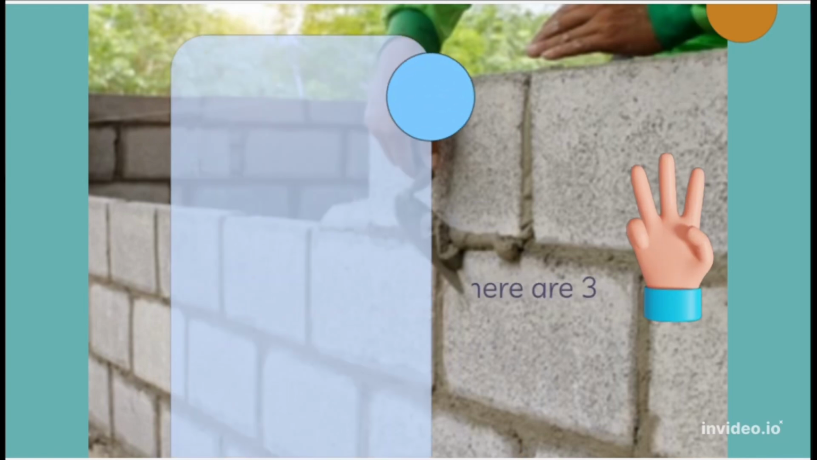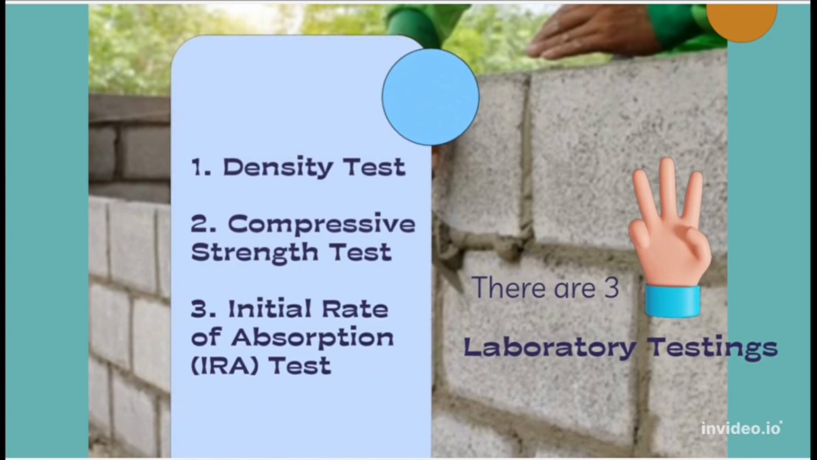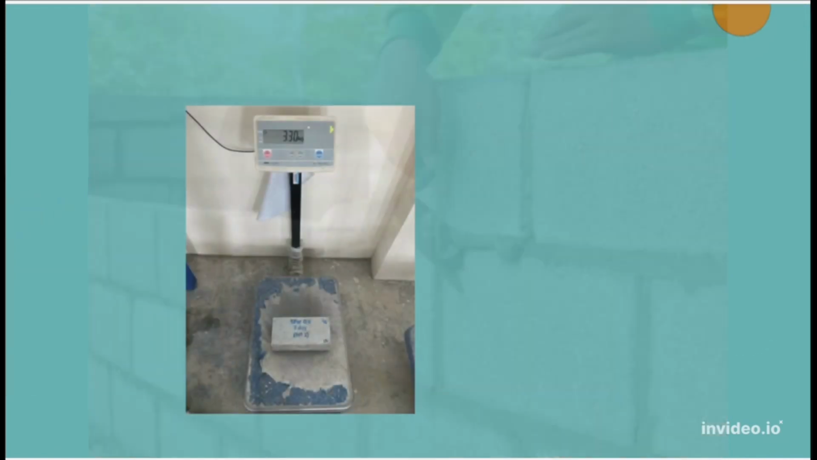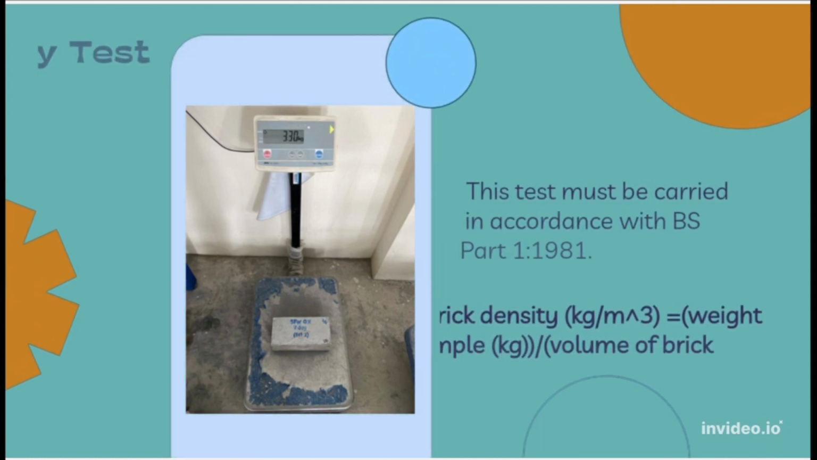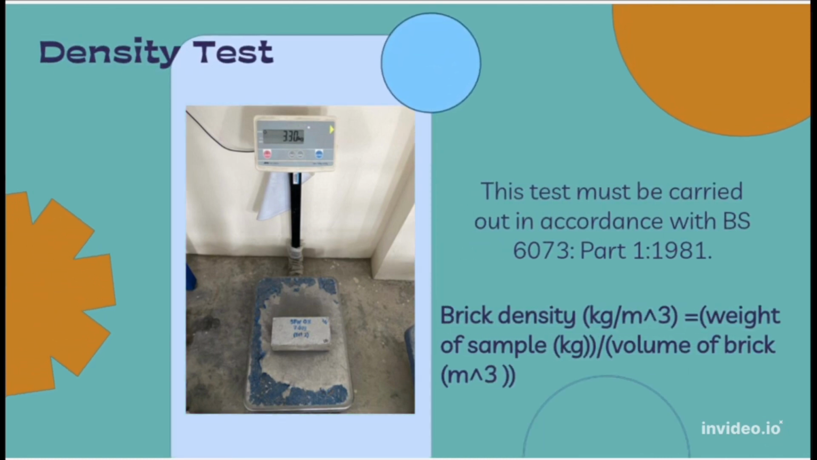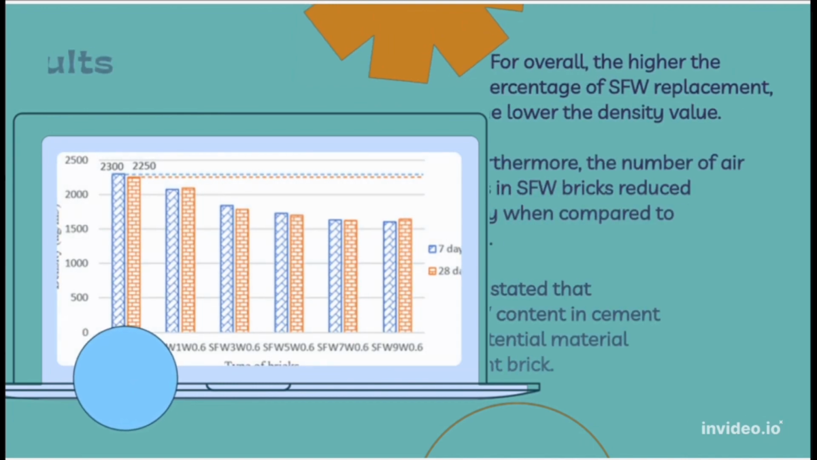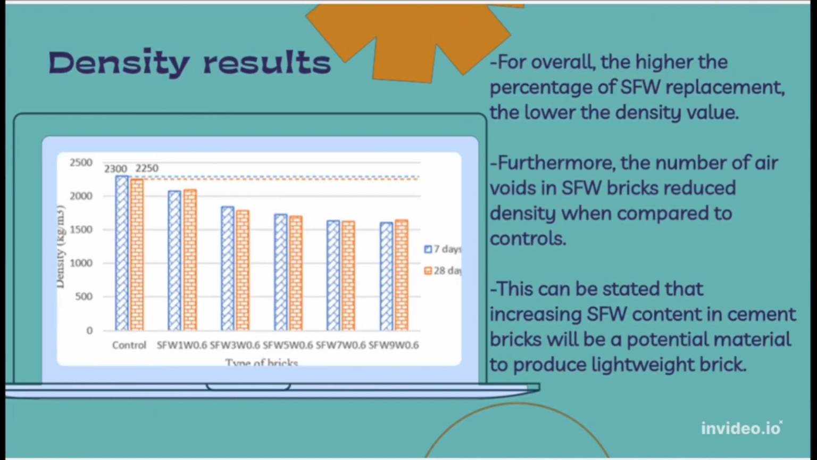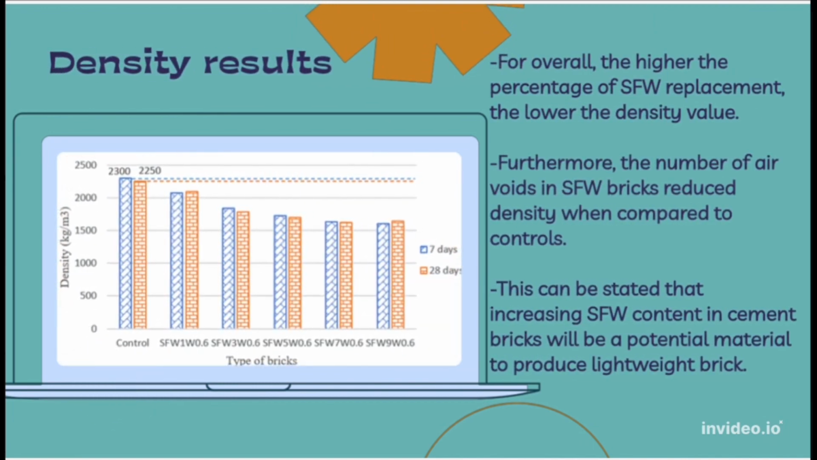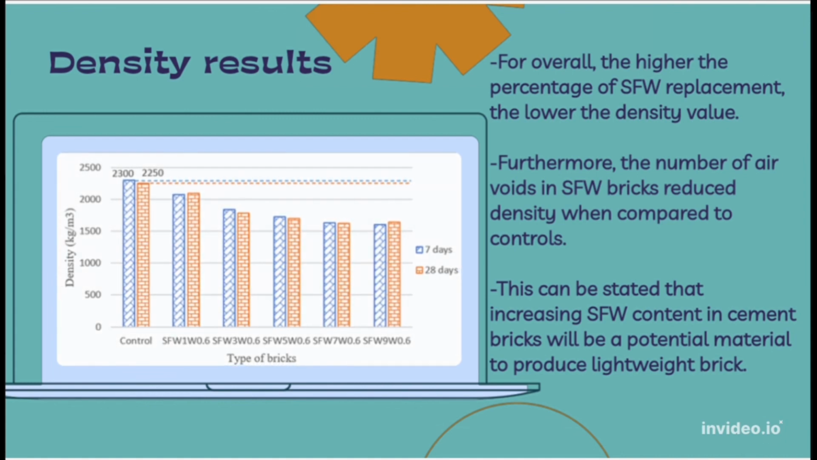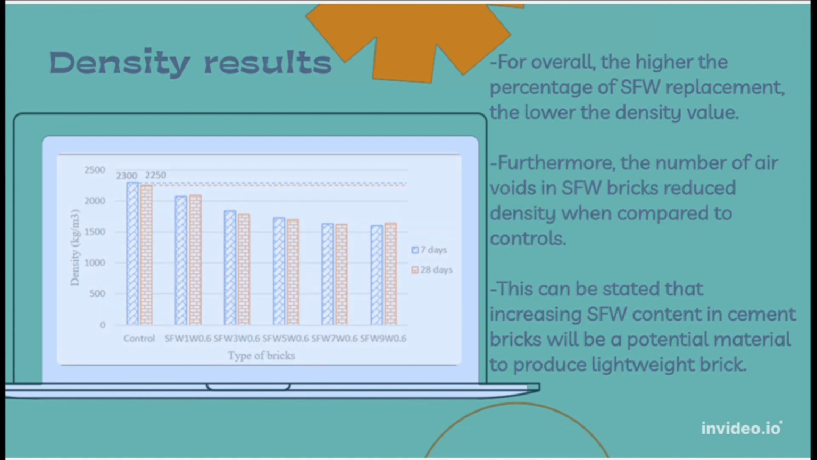Now, let's proceed to the three laboratory tests, which are the density, compressive strength, and IRA tests. First is the density test, which must be carried out in accordance with British standards and the formula given. The density result shows that when the percentage of SFW replacement is increased, the density value decreases compared to the control, which produces lightweight bricks that have numerous advantages.